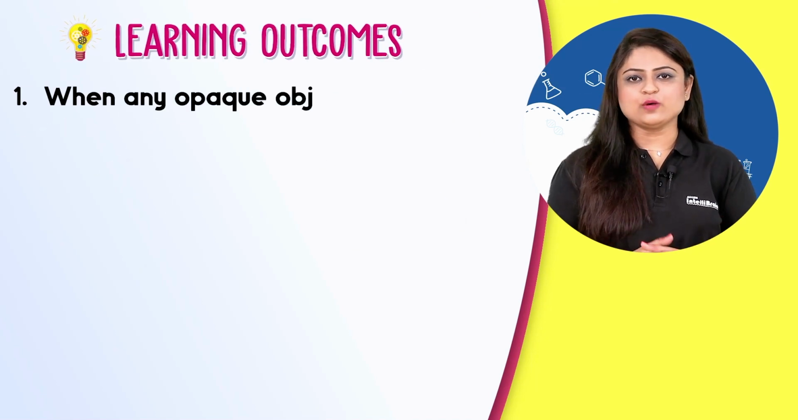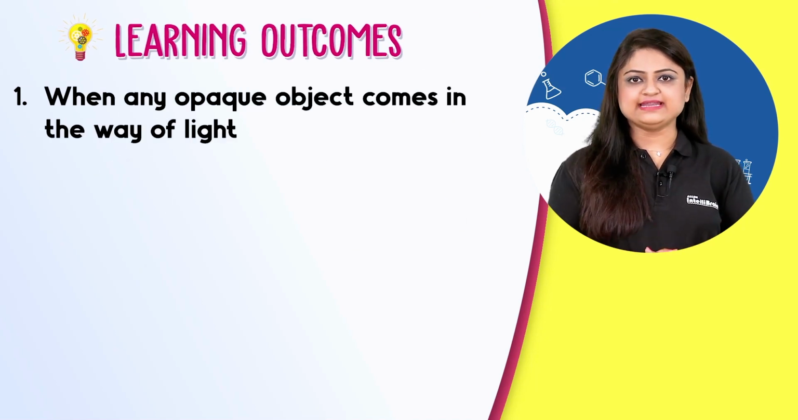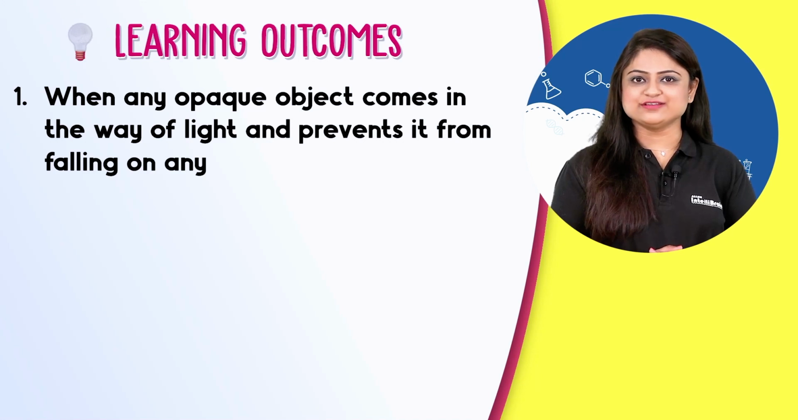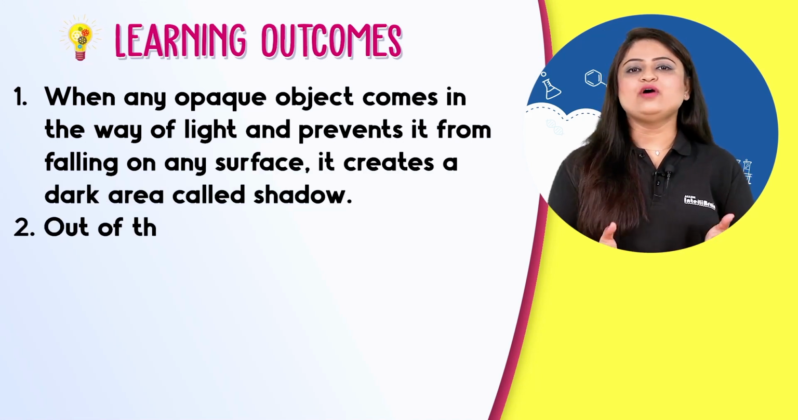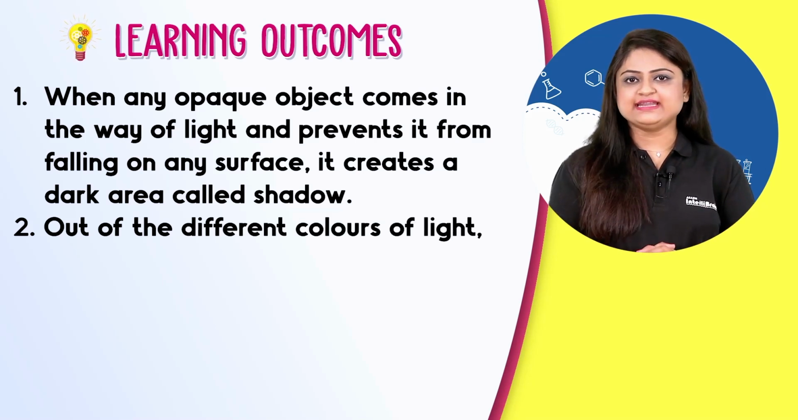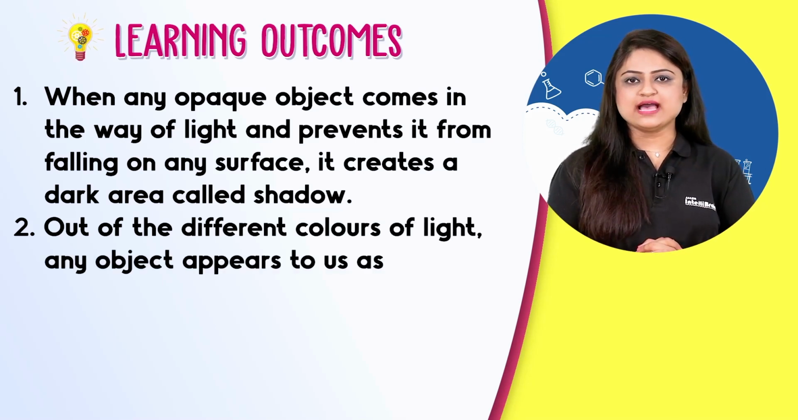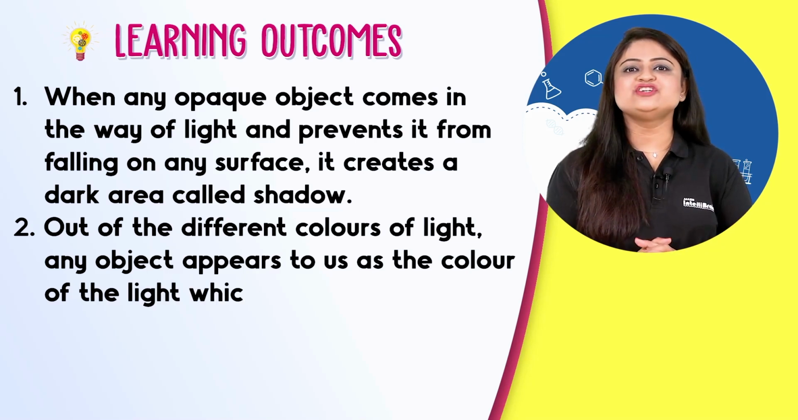When any opaque object comes in the way of light and prevents it from falling on any surface, it creates a dark area called shadow. Out of the different colors of light, any object appears to us as the color of the light which it reflects back.